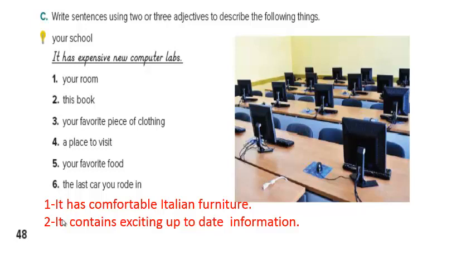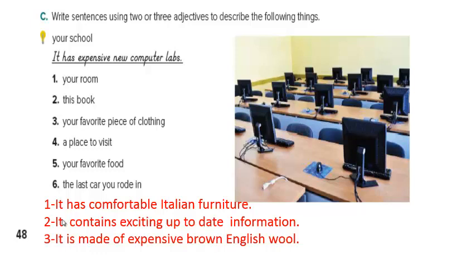So we are talking about the information in the book. It has or it contains exciting, up-to-date information. Considering the favorite piece of clothing, whether it is a t-shirt, a thobe, a suit, whatsoever, we can say it is made of expensive brown English wool. Can you see number 3? First of all, the opinion adjective, expensive, and then the color, brown, the nationality, and the material.